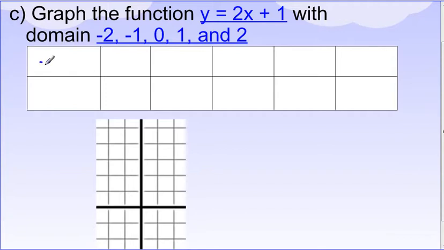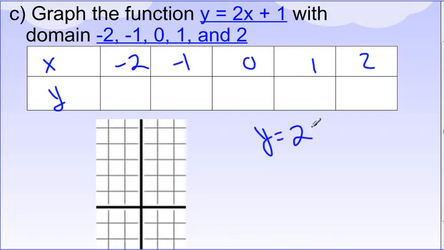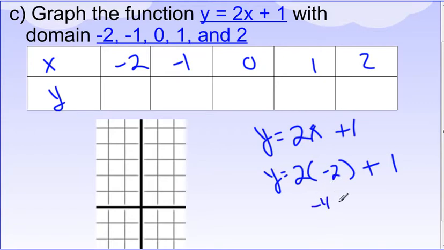Okay, so these are for your x values. My x's always look like that. X values, y values. The x values we're using are negative 2, negative 1, 0, 1, and 2. And we're using the function y equals 2x plus 1. So if we plug in negative 2, the first value, negative 2 times 2 is negative 4. And negative 4 plus 1 would be negative 3.